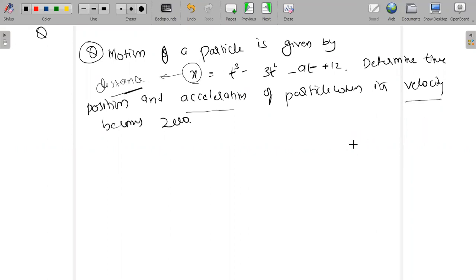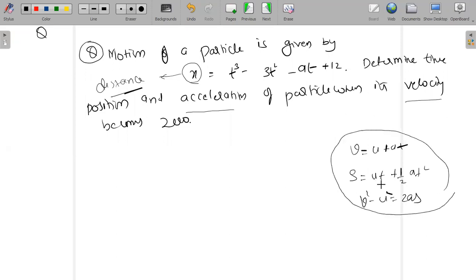We had three formulas basically: v is equal to u plus at, s is equal to ut plus half at square, and v square minus u square is equal to 2as. Among these formulas, we can use them when other things are known. Do we have any value of time here? No. Acceleration? No. Initial velocity? No. So these three formulas cannot be used here. Then which formulas do we have to use?